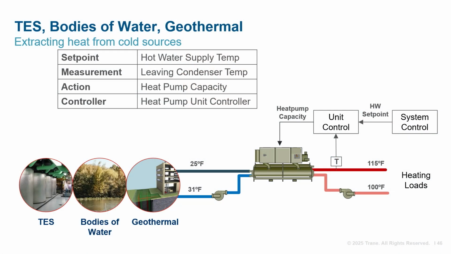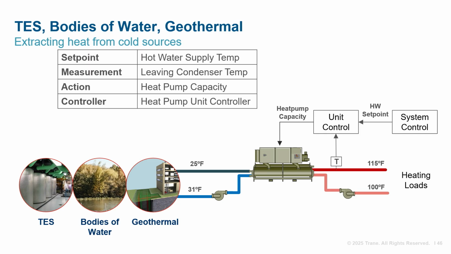Now let's talk about using sources of heat that operate with relatively low fluid temperatures. Water-based phase change thermal energy storage has a fixed temperature of 32 degrees. Geothermal and bodies of water may experience similar temperatures at the end of a heating season. To extract heat from a 32-degree source, we need to pump fluid through that source that's colder than 32 degrees. For example, we might pump 25-degree fluid into a thermal energy storage tank and get 31-degree fluid back. That gives us 6 degrees worth of heat.